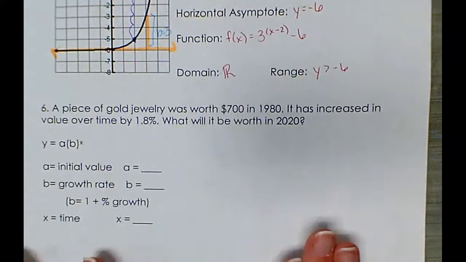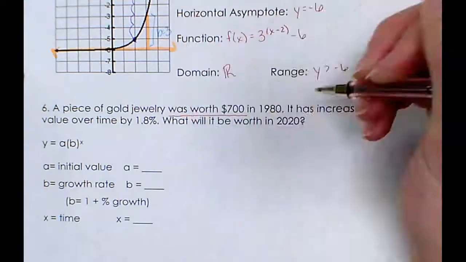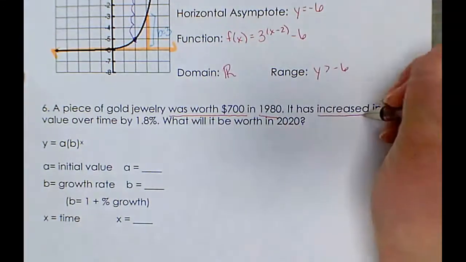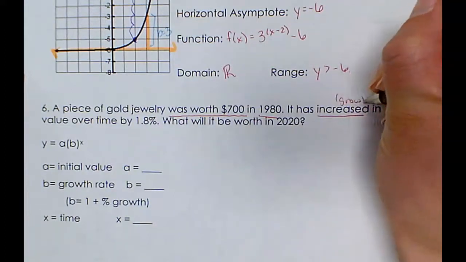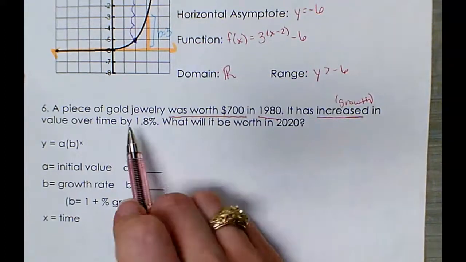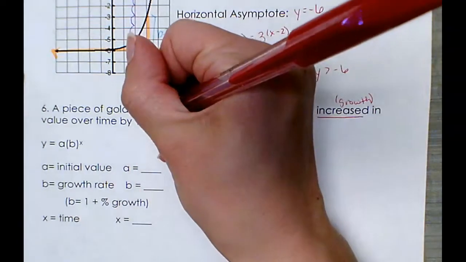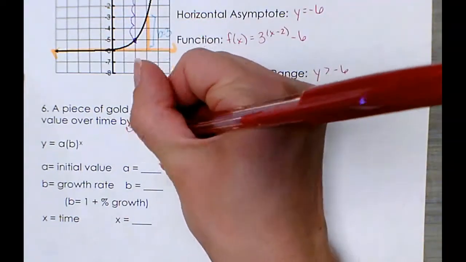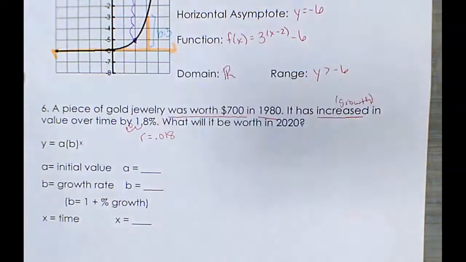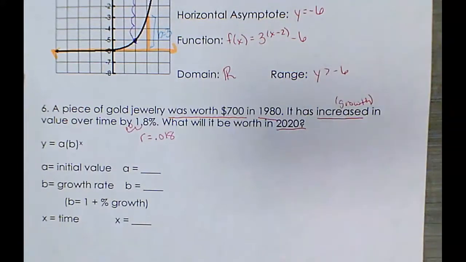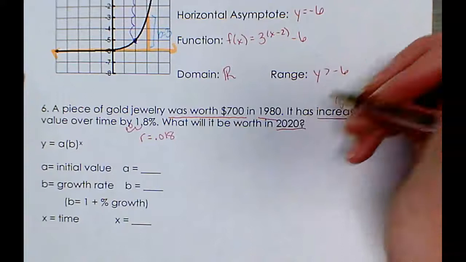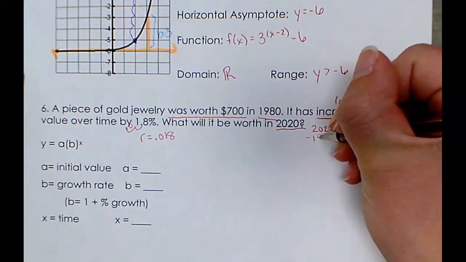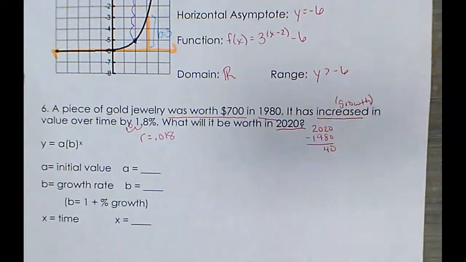Last problem today is a word problem. A piece of gold jewelry was worth $700 in the year 1980, and it has increased, so that's growth, in value over time by 1.8%. Well, if I moved this back 2 times and filled in the place with the 0, that means that r would be 0.018. That's my rate as a decimal. What will it be worth in the year 2020? So from 1980 to 2020, if I subtract, I'll find that the number of years is 40.